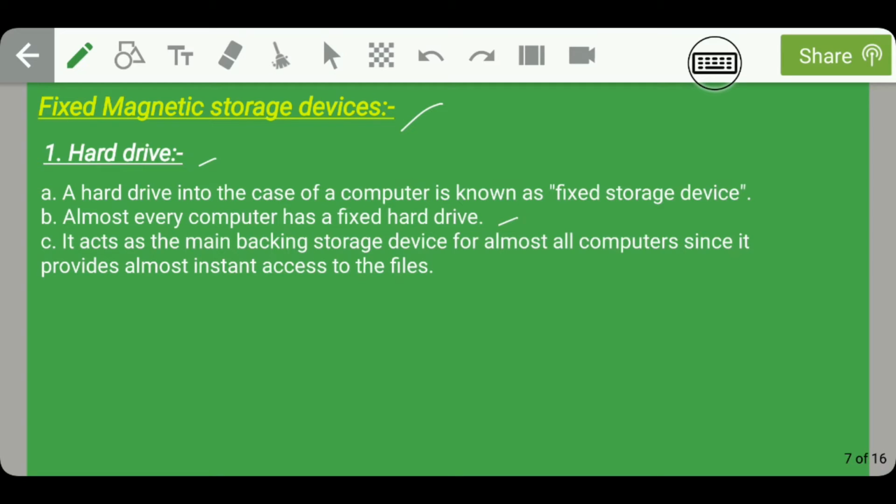It acts as the main backing storage device for almost all computers, since it provides almost instant access to the files. So, what does this backing storage mean? It means that this hardware provides backup. This backup means maintaining a copy of the same data for future use in case the original data gets corrupted.